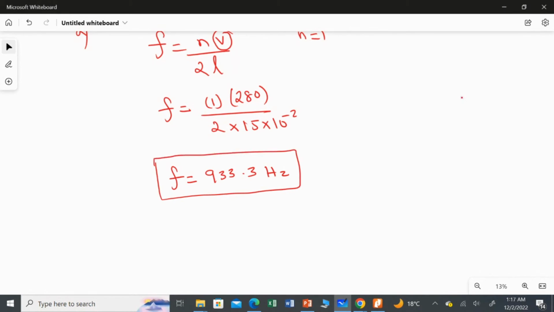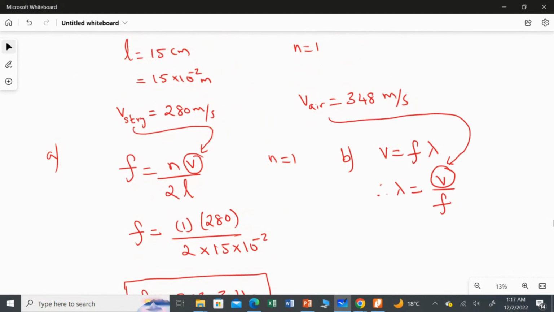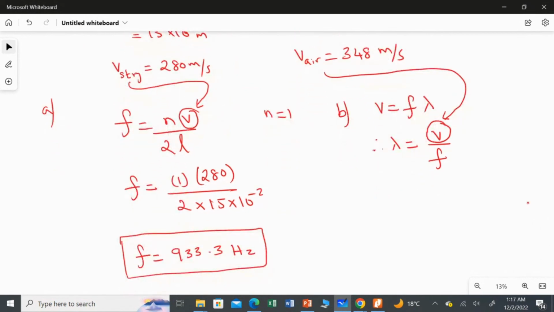So this is the answer for the first part. For getting the answer for the second part, we are going to calculate the wavelength, right? So we can directly use the rule speed is equal to frequency multiplied by lambda, right? Therefore, wavelength lambda is equal to speed over frequency, this is nothing but the speed of the sound in air. And for frequency, I am going to take this value and substitute here. So by that you will get the answer for the B part.